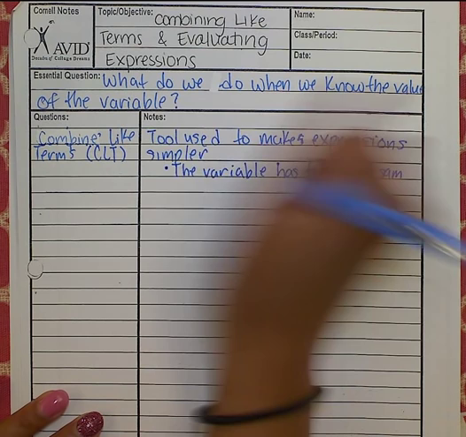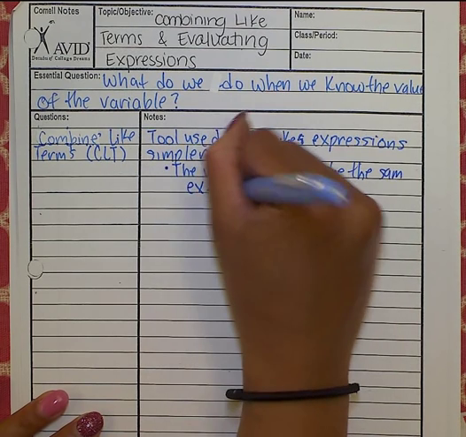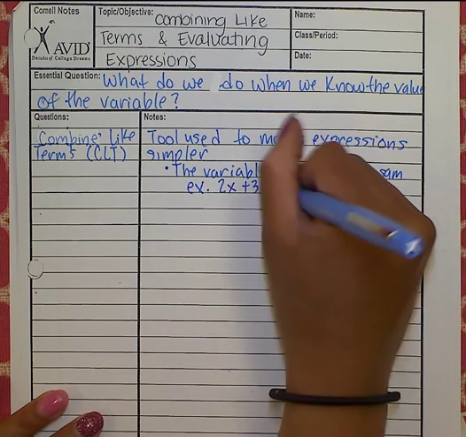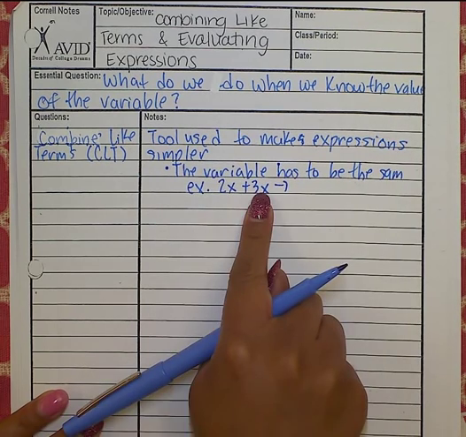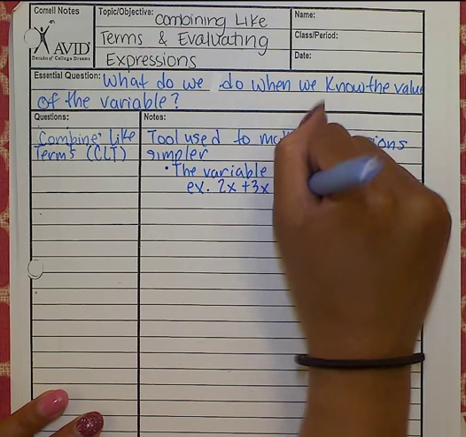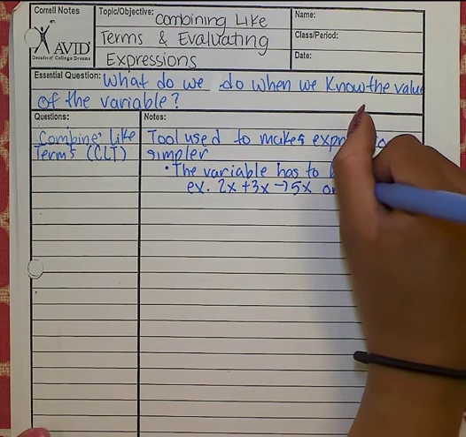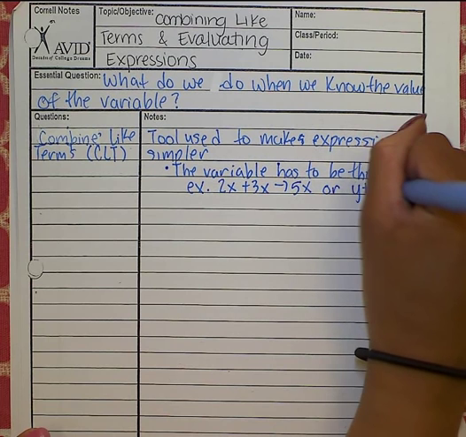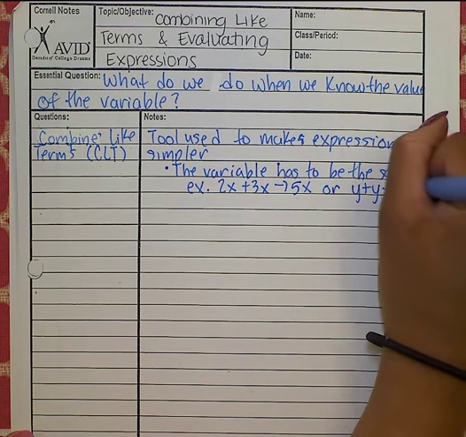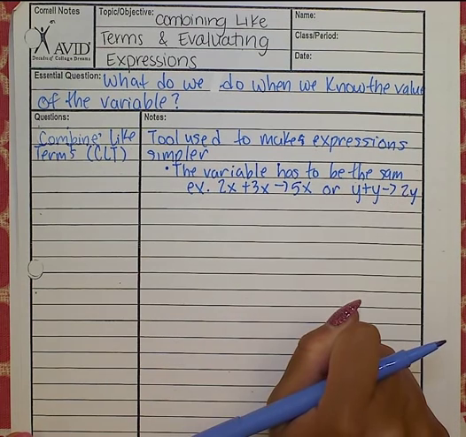So for example, you can be given 2x plus 3x. Those can be combined because they have the same variable of x. 2x plus 3x is 5x. Or, sometimes we're not always given x. Sometimes you have y plus y, which can be combined to be 2y. Though they have the same variable, that's why they can be combined.